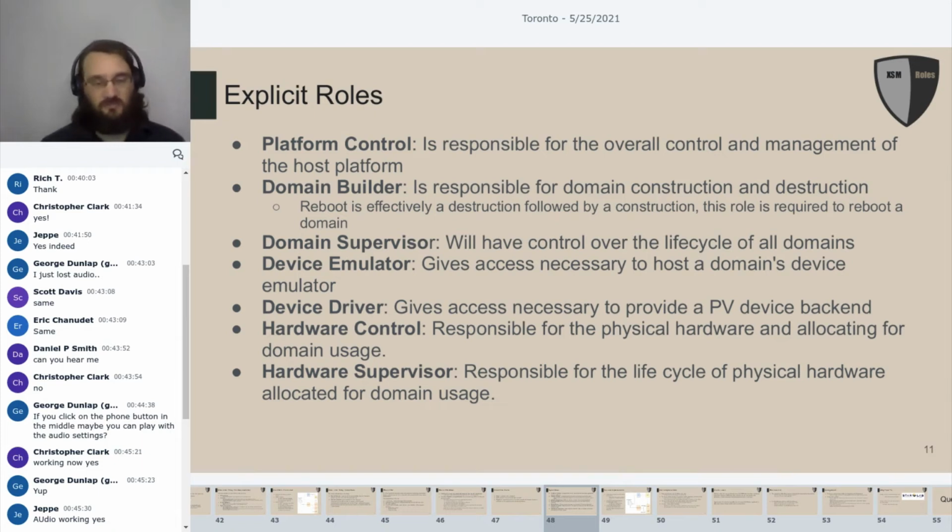Device driver maps out to the PV backend. Hardware control is what is responsible for allocating the hardware for domain usage. So that's the hardware setup. And then the actual assigning and managing of the hardware after it's been provisioned for usage is the hardware supervisor.